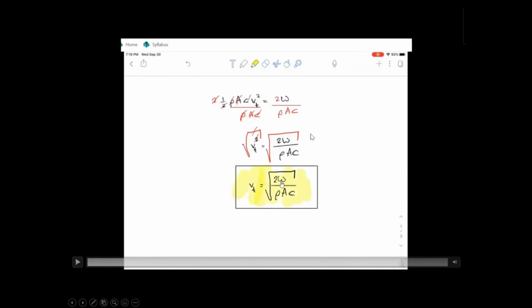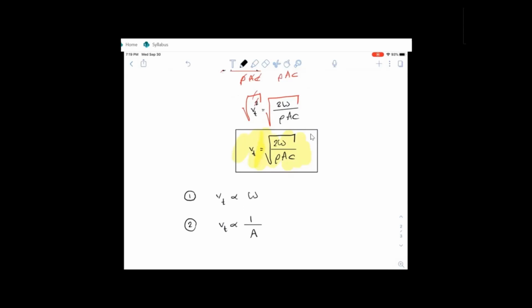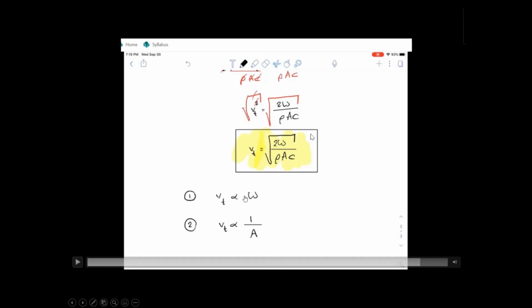So notice that your terminal velocity is going to depend on your weight. It's going to be directly proportional to your weight, and inversely proportional to the exposed surface area. So for an average sized human being, the terminal velocity is about 120 miles per hour. Obviously, the weight is going to matter. For something lighter, it's going to be much less. For something heavier, it's going to be much more.